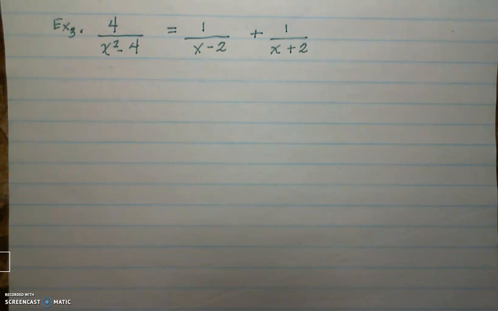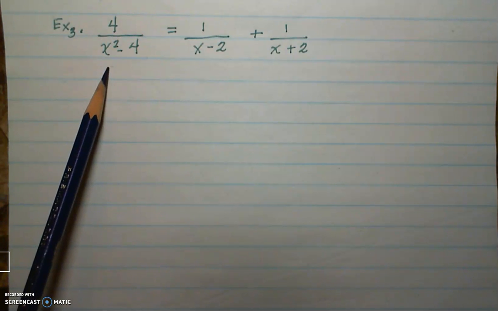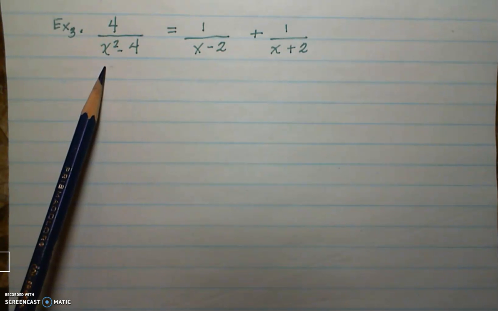All right, so example number 3. 4 over x squared minus 4 equals 1 over x minus 2 plus 1 over x plus 2. All right, and in the beginning, when I wrote that you will have to get the LCD, I specifically said that it is better seen when you factor out your denominators. So this one is factorable. So you have learned this in the past.